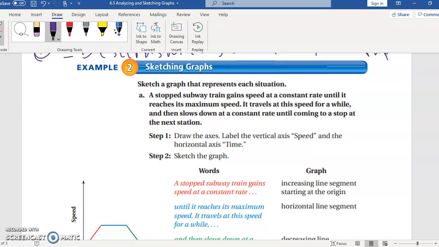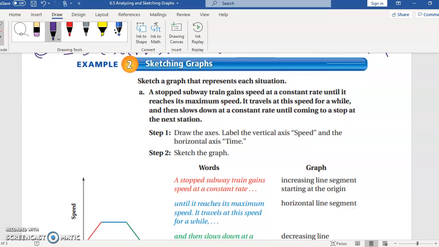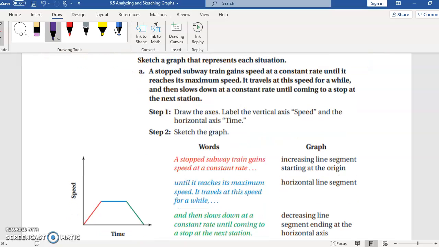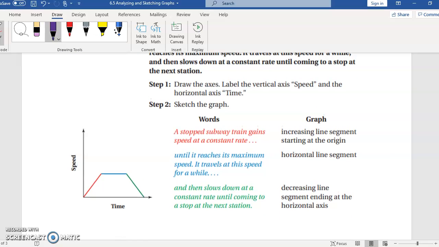All right, example 2 is talking about sketching a graph. So a stopped subway train gains speed at a constant rate until it reaches its maximum speed. It travels at this speed for a while and then slows down at a constant rate until coming to a stop at the next station. Draw the axis. Okay, so step 1.